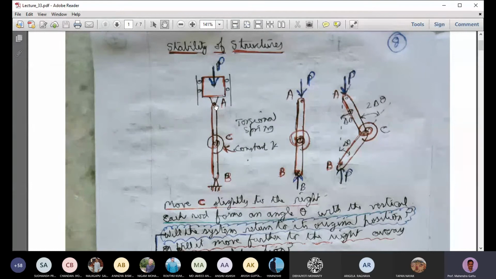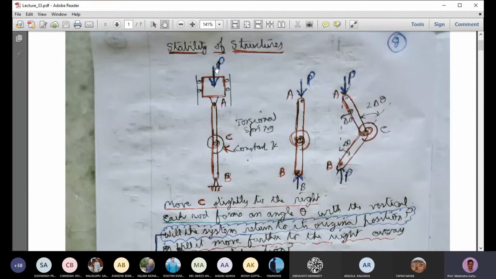So we have here two rods, AC and BC. These two rods are connected at junction C by a torsional spring. The torsional spring has spring constant K. K refers to GJ by L, but you can say the torque T is equal to K times theta. That is the simplest form. Just like P is equal to K delta, we can have torque equal to K times theta. So that is regarding this torsion constant.